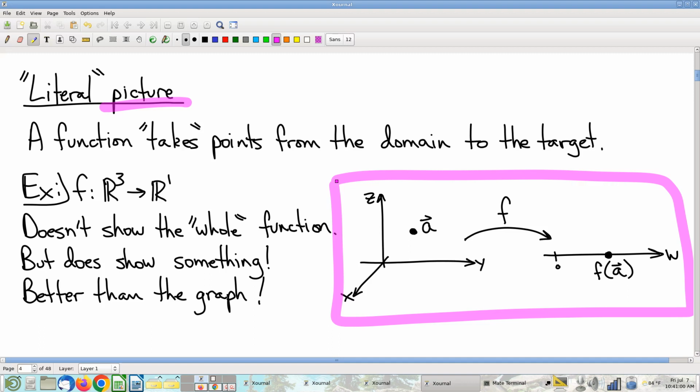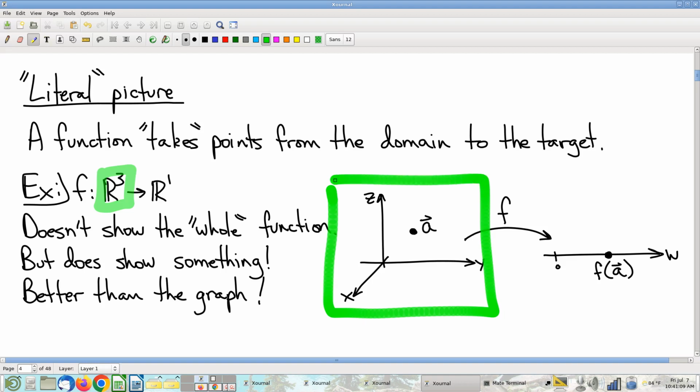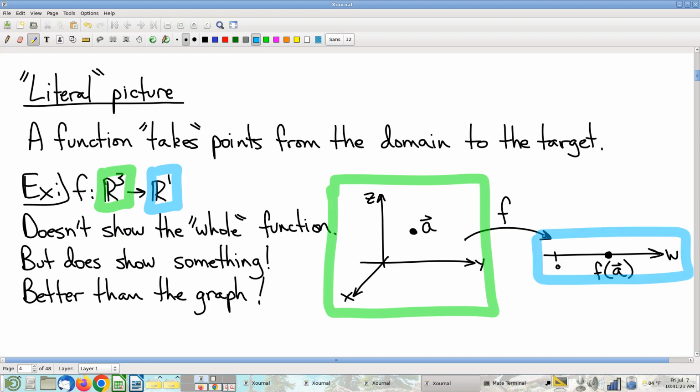All this is what I like to call the literal picture. Literal in the sense that I've got a domain here, and I'm going to literally draw the domain. That is what the domain is. It's R3. There's R3. And I've got a target here. That's part of what this function is. That target, R1. There it is. What does the function f do? f's job is to take stuff out of the green world and drop it down into the blue world. Kind of like so.